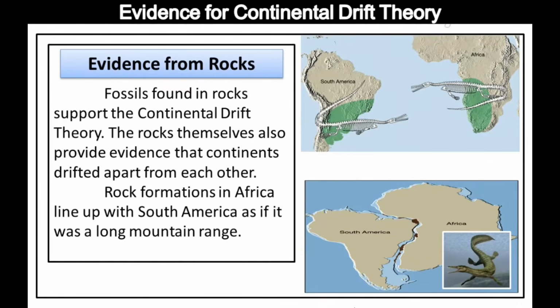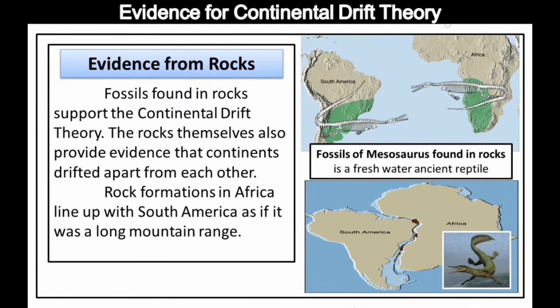Evidence from rocks. Fossils found in rocks support the continental drift theory. The rocks themselves also provide evidence that the continents drifted apart from each other. Rock formations in Africa line up with South America as if it was a long mountain range. Remember, fossils of Mesosaurus found in rocks, a freshwater ancient reptile, so it's impossible for this animal to cross the vast ocean between Africa and South America.